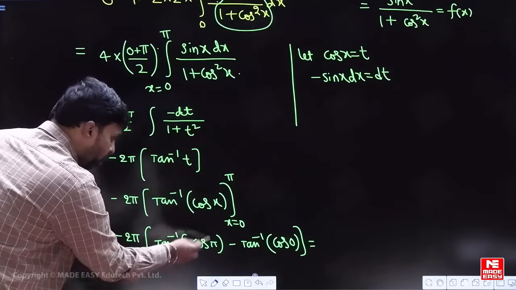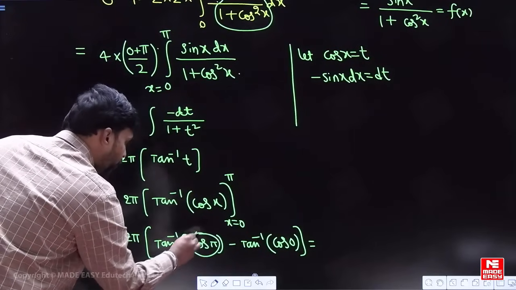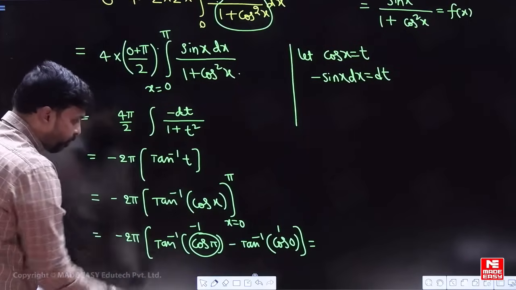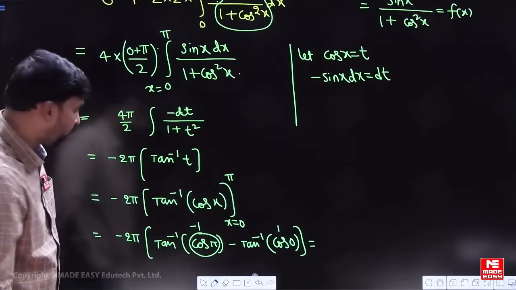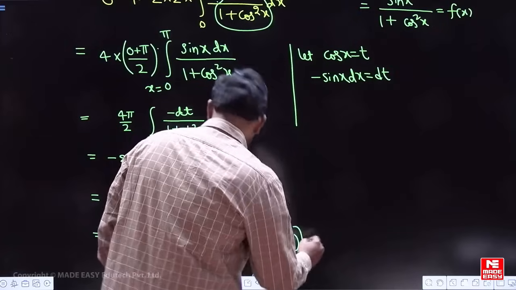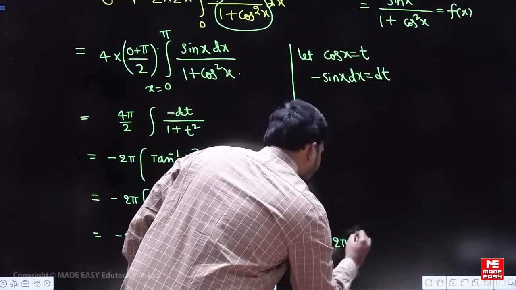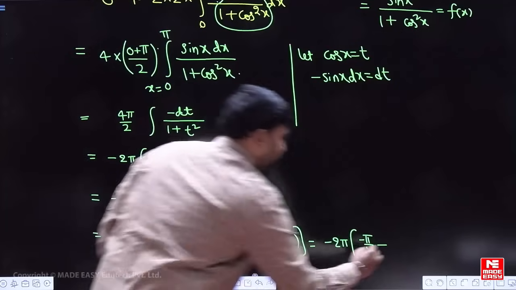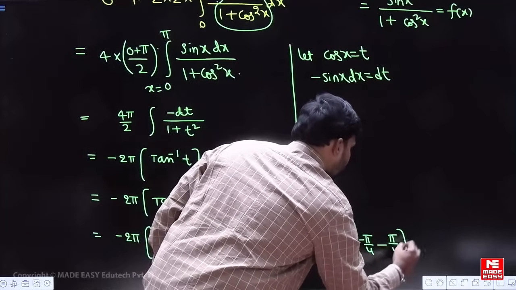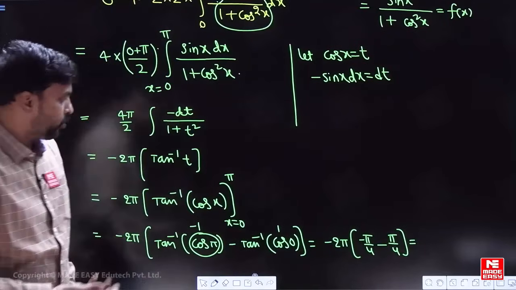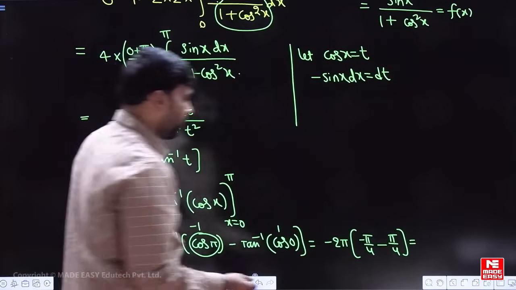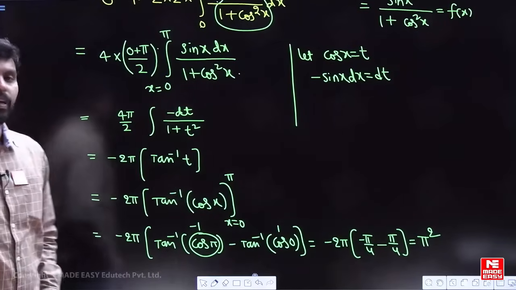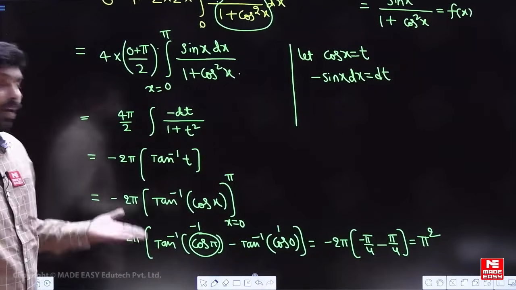What is it giving you? Cos pi is nothing but what? This value is minus 1 and this value will be 1. So tan inverse of minus 1 is minus pi by 4, you can understand. So this answer is going to be minus 2 pi into minus pi by 4 minus pi by 4, so it is pi by 4 and it is minus pi by 2. Minus into minus is plus, and this answer is going to be pi square. So this is the value of the integration.